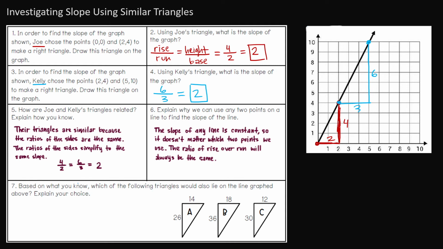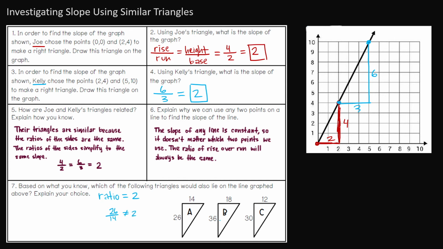Based on what we know, which of the following triangles would also lie on the line? Let's see. Well, no matter which triangle we use, it needs to have a ratio that simplifies to 2. So let's test this out. Well, 26 over 14, that is not 2.